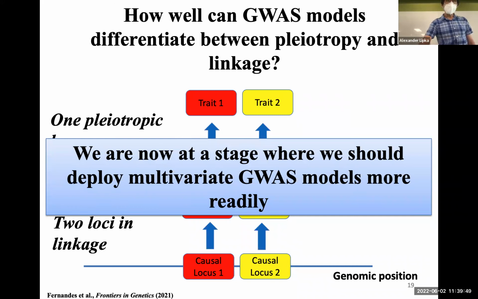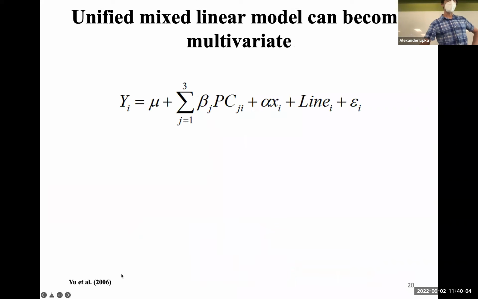The punchline is that we decided that multivariate and univariate GWAS models should be used in conjunction to come up with a collective bit of insight. And if you're interested in that, check out our Frontiers in Genetics paper.